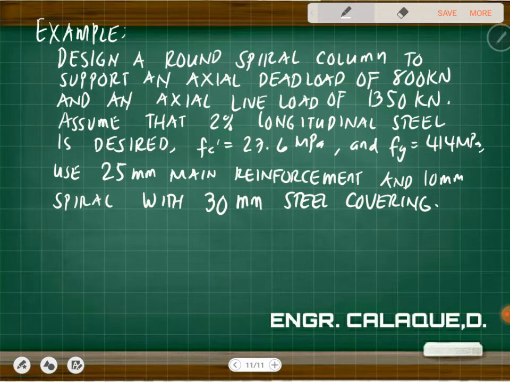Okay. So design a circular spiral column to support an axial dead load of 800 kN and axial live load of 1,350 kN. So assume that 2% na longitudinal steel is desired. Then yung f'c is 27.6 megapascal and then yung fy is 414 megapascal. So use 25 millimeter main reinforcement and 10 millimeter diameter na spiral with 30 millimeter steel cover.